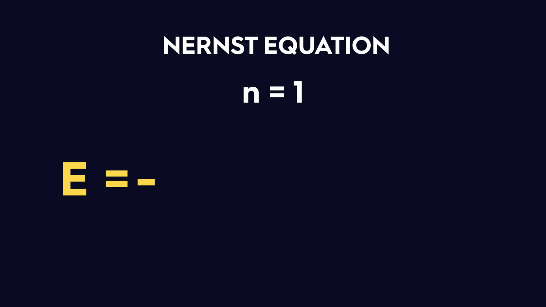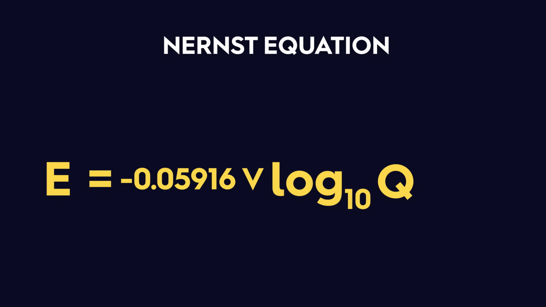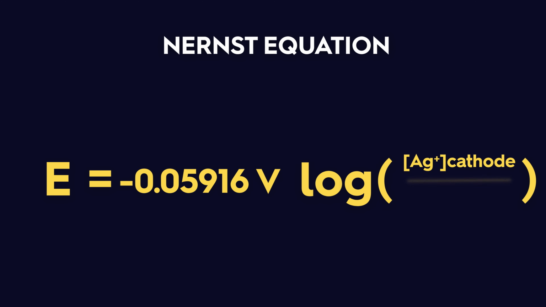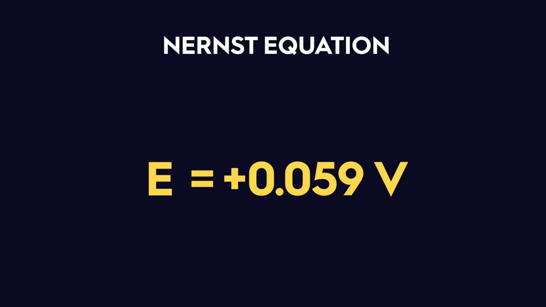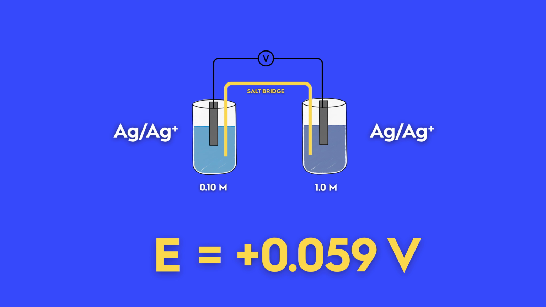Then, E equals negative 0.05916 volts over 1 times log base 10 of the silver ion concentration at the cathode, divided by the silver ion concentration at the anode. Plugging in the numbers, the log base 10 of 0.1 over 1 equals negative 1. Multiply that by negative 0.05916, and you get plus 0.059 volts. It's small, but significant enough to drive electron flow.